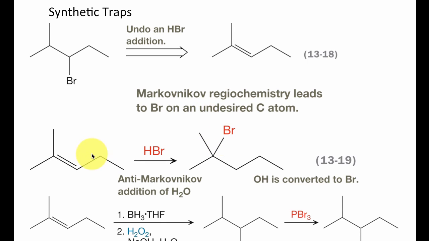In order to make the bromide appear in the right place, we could do hydroboration-oxidation to make the corresponding alcohol, followed by replacing the OH with PBr3. So we can get around this particular synthetic trap of the wrong regiochemistry by using an alternative pathway.